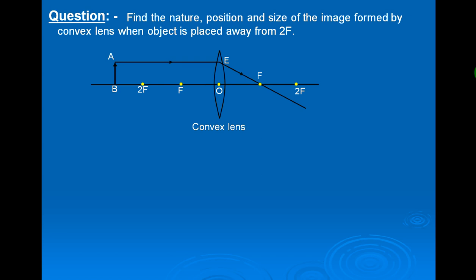Now take another ray from point A which is passing through the optical center, and according to the third rule, it passes undeviated, and both the refracted rays of light intersect at point A dash. So A dash is the real image of point A. So draw A dash B dash perpendicular on the principal axis. Therefore A dash B dash is the real image of the object AB.